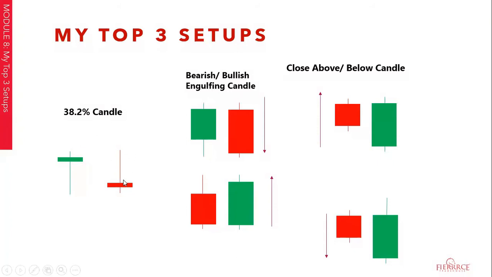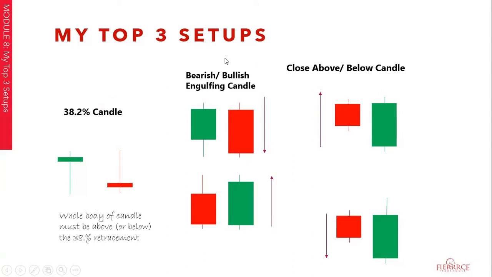The opposite is true if you see a bearish candlestick and you drag the Fib from the high of the candlestick to the low, and the body of the candle is below the 38.2%. Then you can begin to confirm, reconfirm, anticipate a bearish move. So I hope you're taking notes. If not, you can always rewind this video and watch it again to catch it. So that's my first setup.